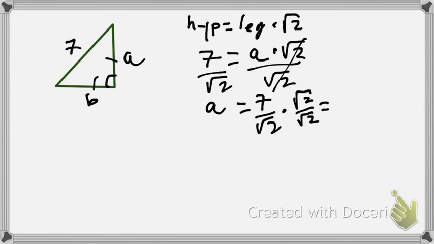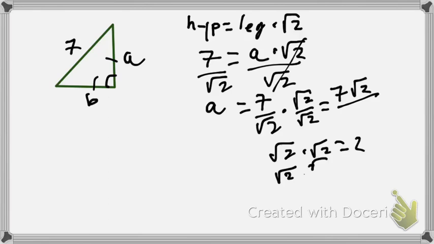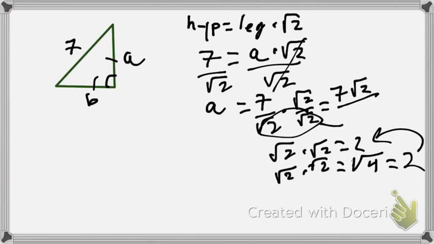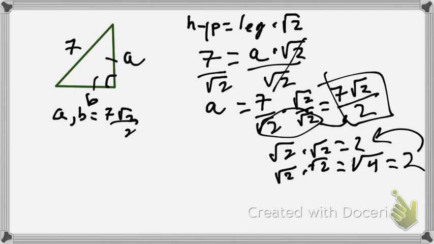And then I'm going to multiply. So that gives me 7 radical 2 over, and just in case you didn't know, the square root of 2 times the square root of 2 equals 2. And that's because the square root of 2 times the square root of 2 equals the square root of 4. And the square root of 4 equals 2. So when I have these two together, that's just 2. So that is my leg length. So a and b equals 7 radical 2 over 2.